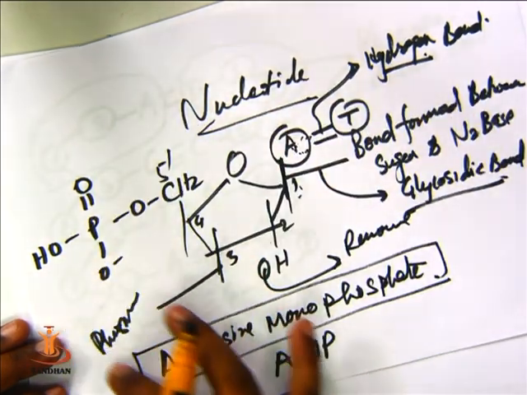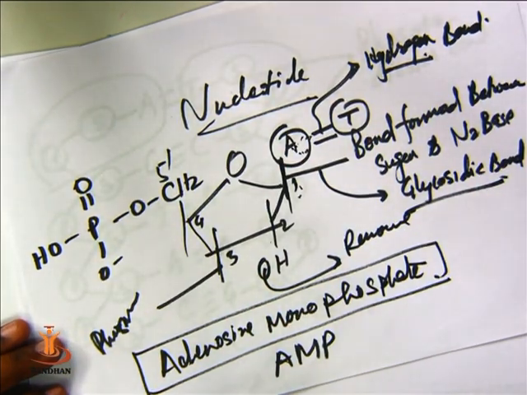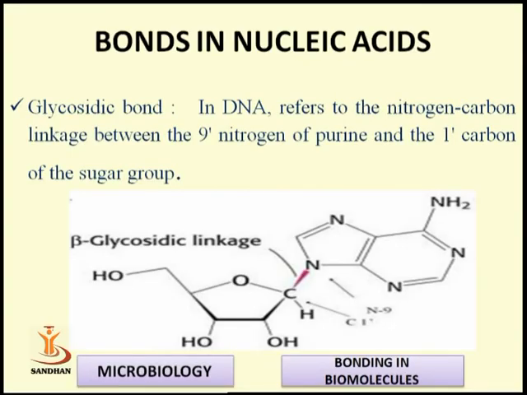So in the whole study of nucleotides, or the whole study of nucleic acid biomolecules, there are 3 different types of bond playing a major role: phosphodiester, hydrogen, and glycosidic bond. Come to the PPT now. Here you can observe the beta glycosidic linkage at the ninth position, or 9th group, of the purine and the first carbon of the pentose sugar. You can observe in the figure, denoted by the red sign, the beta glycosidic linkage present inside the DNA.